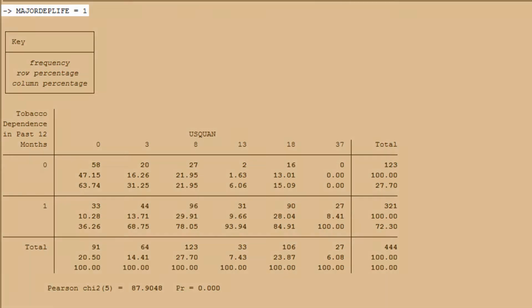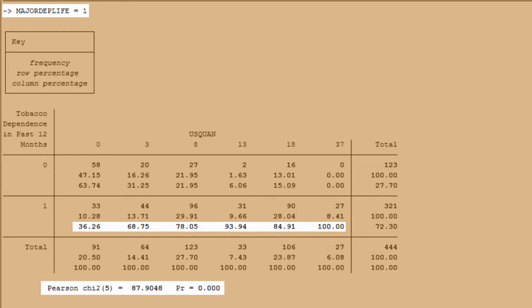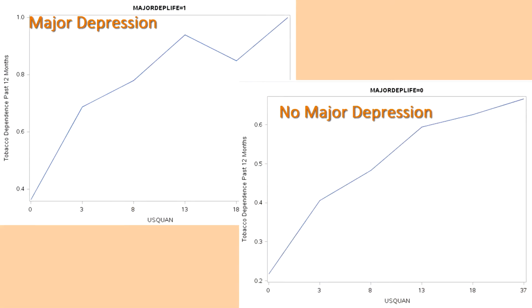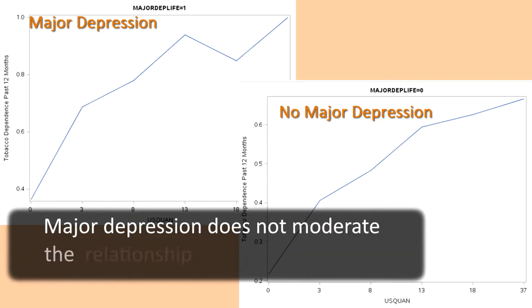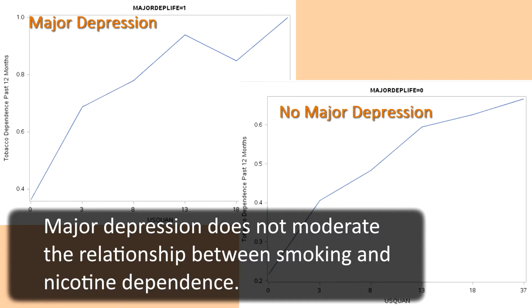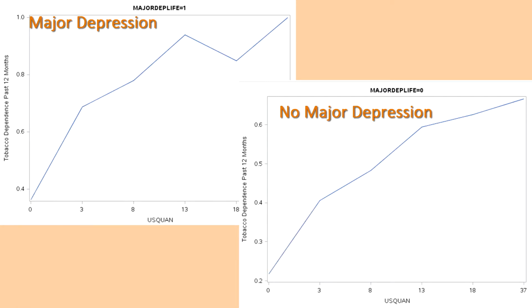So we can say that this is a statistically significant relationship for those without major depression. For those with major depression, we find a large chi-square value and small p-value, which is statistically significant. These column percents also reveal what seems to be a positive linear relationship, with percentages of nicotine dependence increasing between lower levels of smoking and higher levels of smoking. Although those with major depression show higher rates of nicotine dependence at every level of smoking quantity. In this case, we would say a diagnosis of major depression does not moderate the relationship between smoking and nicotine dependence. For both young adult smokers with major depression and those without, higher levels of smoking behavior is associated with higher rates of nicotine dependence.